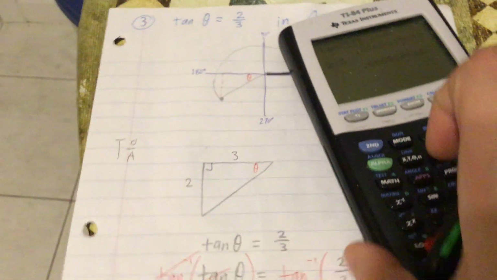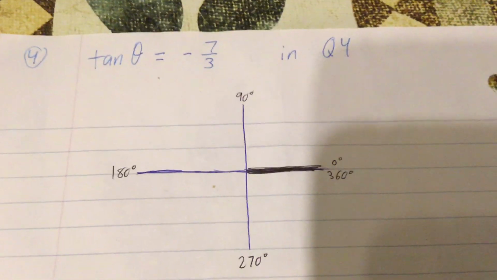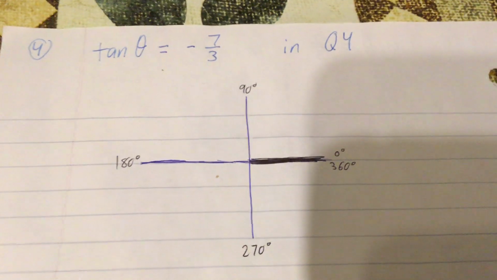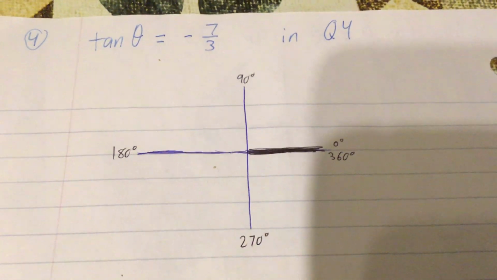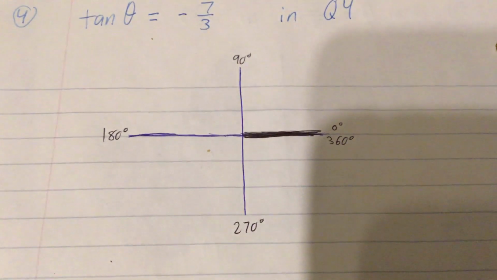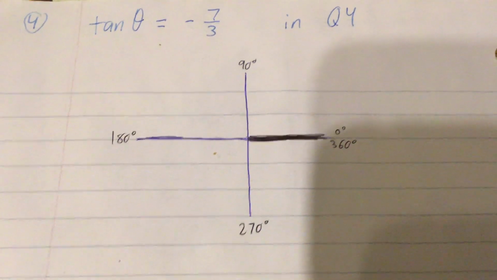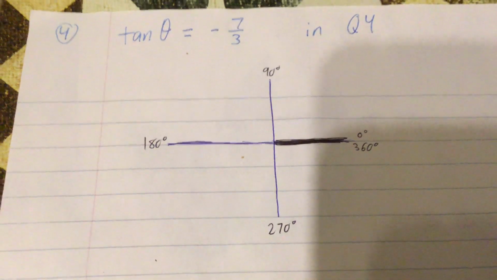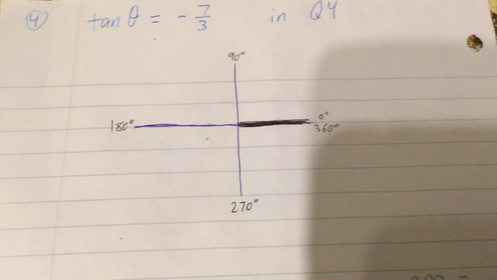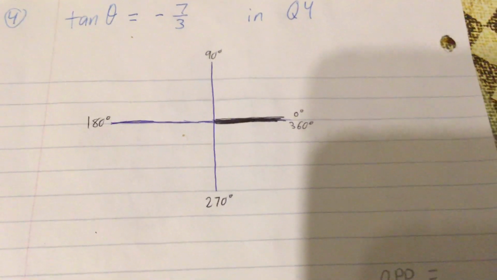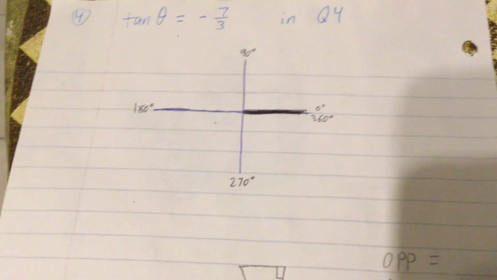Okay, moving on to problem number 4. All right, now we're in dangerous territory. The tangent of theta is equal to -7/3. Don't be scared of the negative. Make it a triangle. Make it a right triangle that you're familiar with. Don't be scared of the negative. So let's take a look at this.